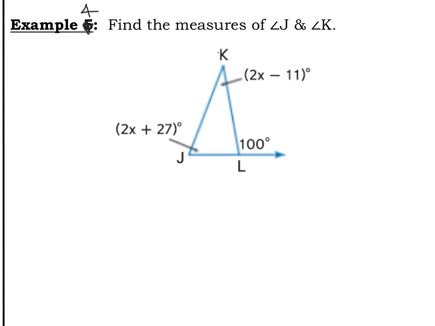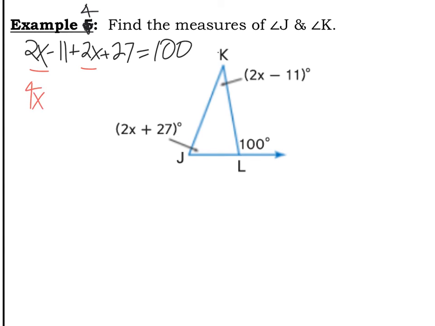There's example 3. In example 4, we're going to find the measures of angle J and angle K. So we're going to add together 2x minus 11 plus 2x plus 27, and then we'll equal it to 100. Alright, so let's add together our like terms. So we have 2x plus 2x, so that's going to give me 4x. And then we have negative 11 plus 27, so that's going to give me positive 16. So I'll write plus 16 equals 100.